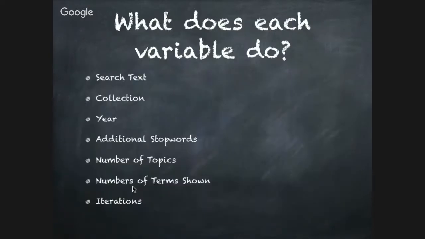So these are the variables you as a researcher could directly influence, either in the graphical user interface or in the code. You can do, of course, in the code even more. You could change the algorithm to another algorithm. You don't have to use LDA.